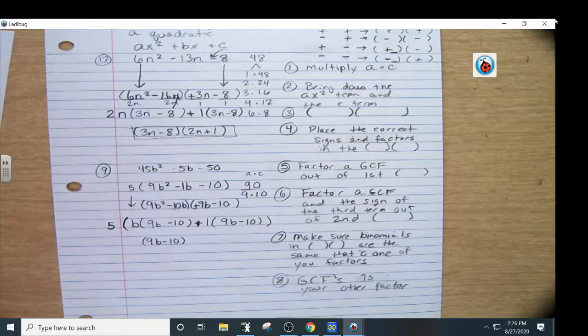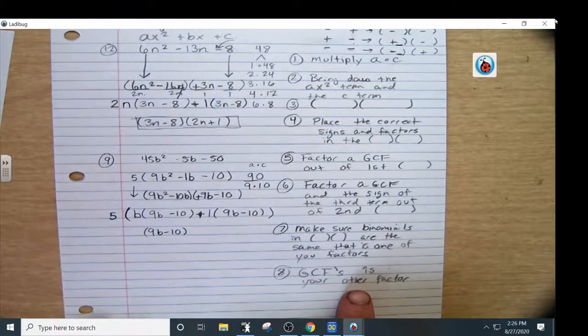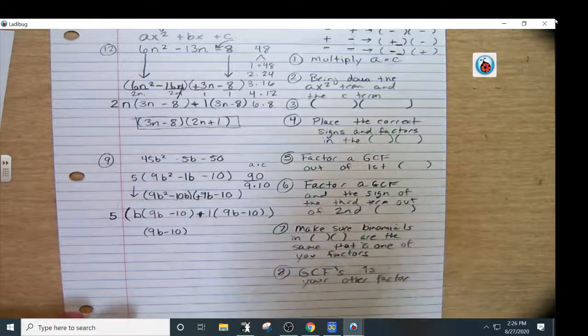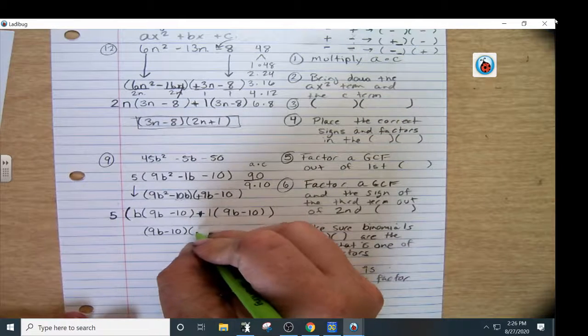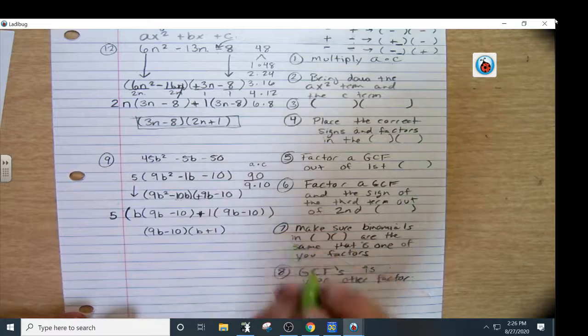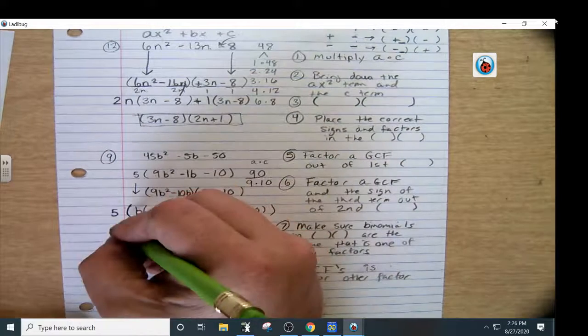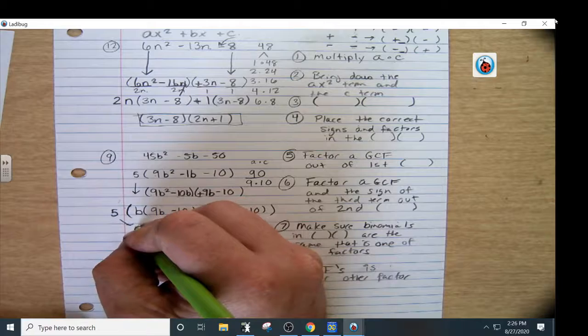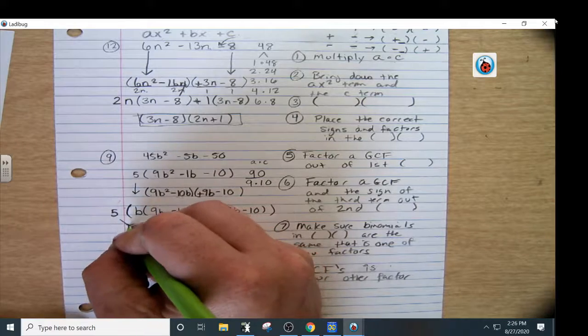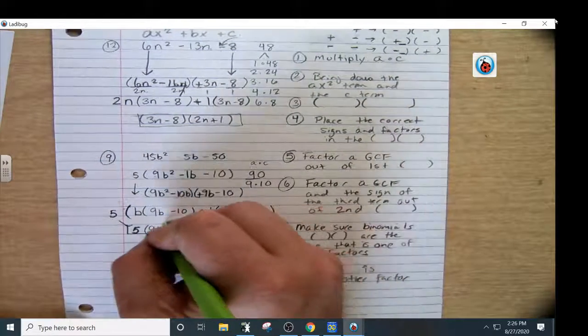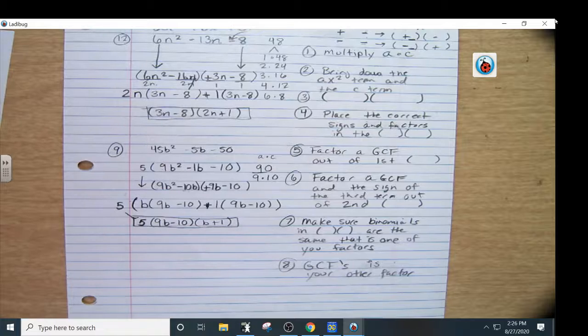All right. Step 8. GCF is your other factor. Now, is that correct? What's wrong with it? You've got to put your GCF, so make sure you bring it down. Guys, that'll be your biggest mistake there. If you make a mistake, it's that you forget the 5. Okay?